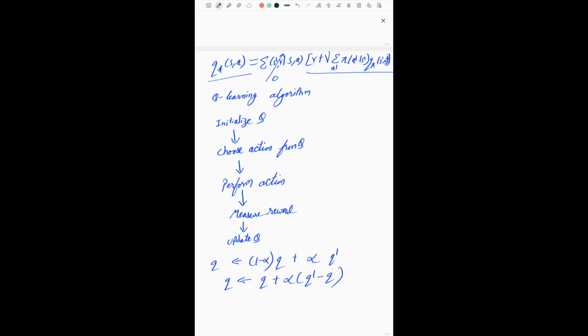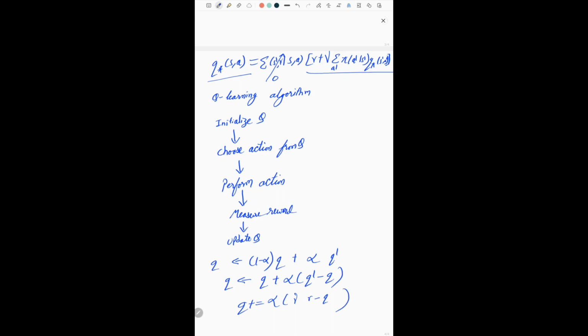The algorithm that we are using in our code is also similar. It's Q plus equals alpha times (reward plus gamma, in our case we are just using gamma, reward, minus old Q).